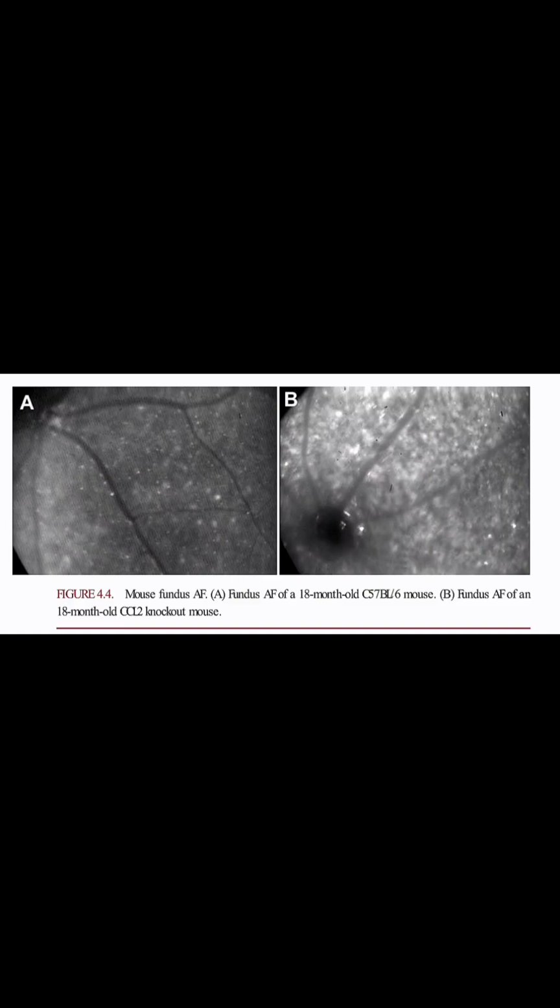So figure 4.4, mouse fundus autofluorescence. Figure A, fundus autofluorescence of an 18-month-old C57BL/6 mouse. B, fundus autofluorescence of an 18-month-old CCL2 knockout mouse.